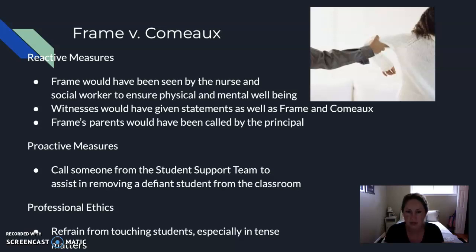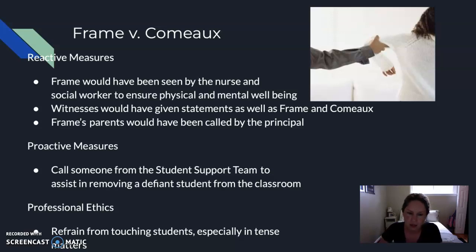Witnesses would have given statements from the classroom, as well as the teacher and student that were involved themselves. Frame's parents would have been called by the principal. Definitely communication is key between the teacher, the principal, the student, and the parents. Some proactive measures.